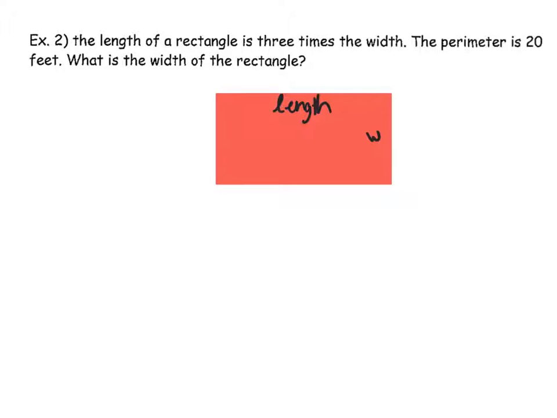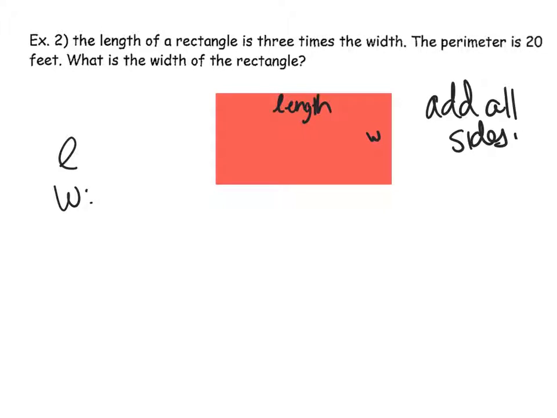Okay. On the side, we're still doing the same thing. Length times width. But perimeter. Perimeter is number 2. Perimeter means we add the sides. So we're going to add all the sides up. There are 2 lengths in this. There are 2 widths in this rectangle. You need to add up all 4 sides.